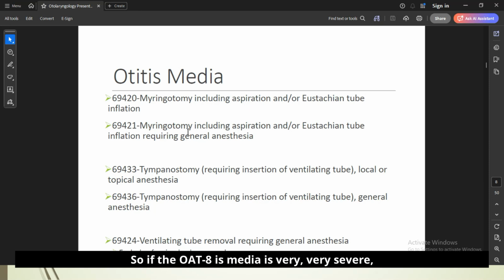Okay. So if the otitis media is very, very severe, the surgeon will insert tubes. Here we have a few codes. 69420, myringotomy including aspiration and/or eustachian tube inflation. So what is myringotomy here? Tomy means incision. Myringo means ear or eardrum.